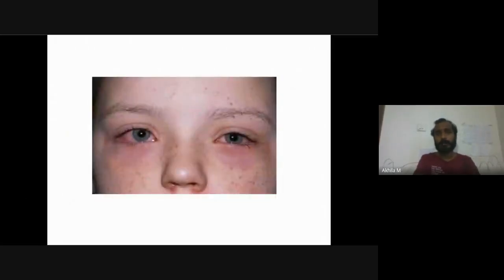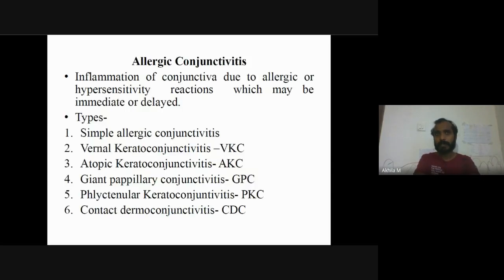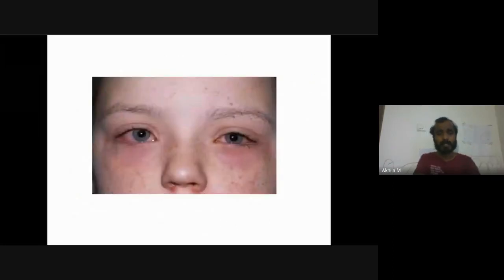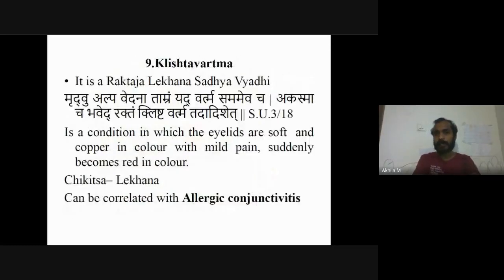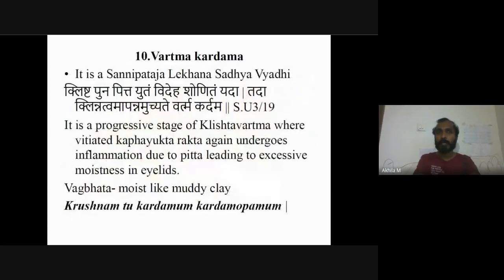This is simple allergic conjunctivitis, and from this picture we can get an idea. The eyelids are somewhat coppery or red in color, and because of the conjunctivitis some mild swelling and mild pain will be there. When pinching over the lid, the lid will be somewhat soft. So this condition can be correlated with Klishta Varma. Then come to the next.